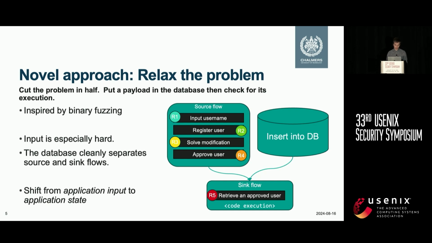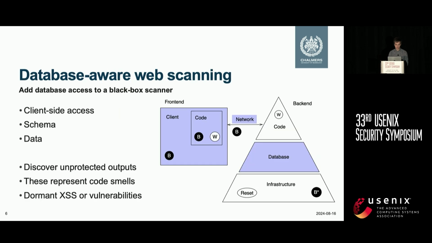When looking at this example and the roadblocks more generally, most of them correspond to this input or source flow. So if we can do something else instead, then we are left with basically only the final roadblock where we need to identify code execution. And we have a good place to insert ourselves to replace this input flow, because the database cleanly separates the source and sink in this vulnerability class. Of course, we do have some more problems because now we're shifting from valid application inputs to possibly invalid application states, but I'll come back to that later.